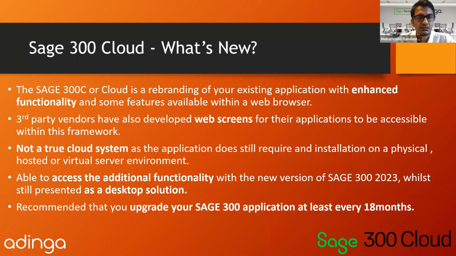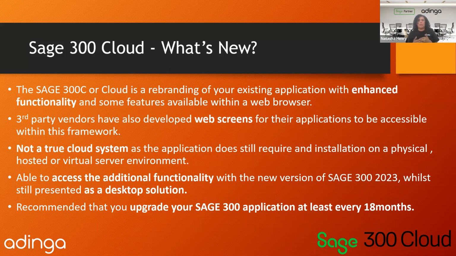Natasha, from what you're saying, does that mean that Sage 300 Cloud is now a true cloud system? No, Mohamed, it's still not true cloud. Like I mentioned, it's the classic screens that have been converted to a web browser. You still need to install the application either on-premise, on a hosted server, or in a virtual environment. The accessibility of the application is now via a URL as opposed to desktop or a remote desktop connection.